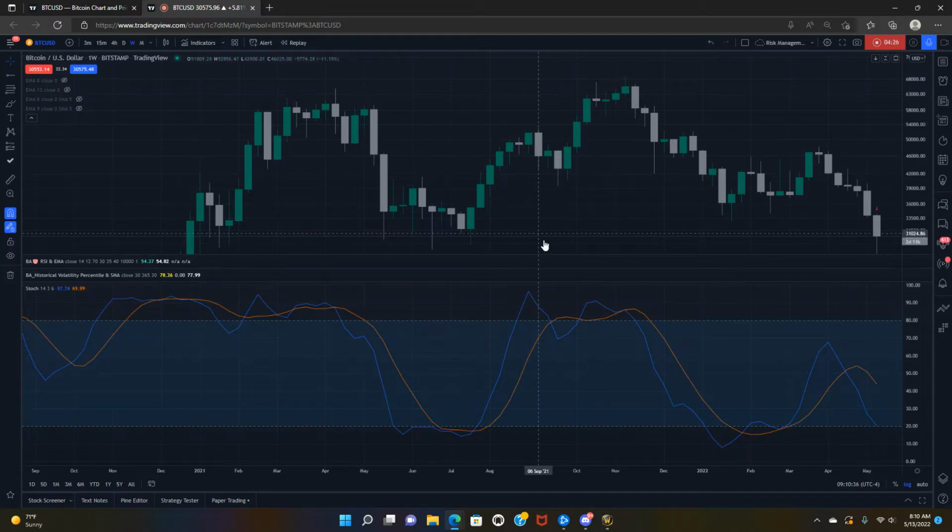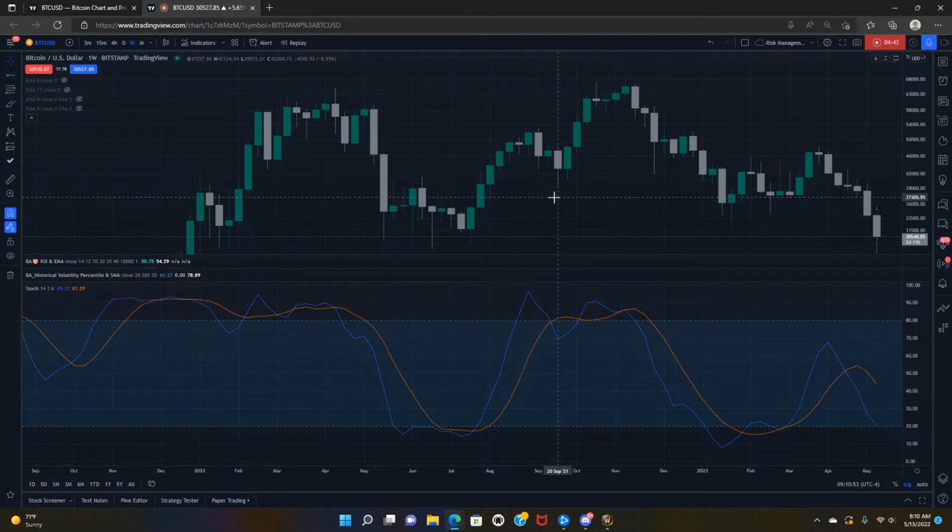So the point of the stochastics, and momentum in general, is not to formulate a strong risk on perspective, but to use it as a framework to manage your own expectations about the market.